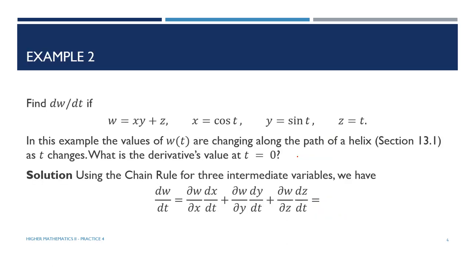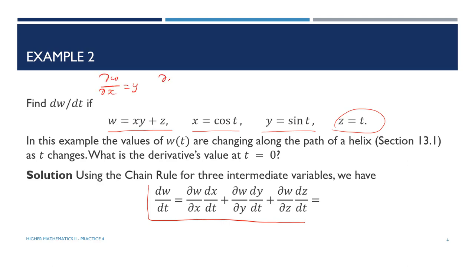Okay, go further. This is the second example. We also saw this example in the lecture part, which is w equals xy plus z, where x equals cosine of t, y equals sine of t, and z equals t. So in order to calculate, we use this chain rule formula. The derivative of w with respect to x gives me y. The derivative of w with respect to y gives me x. The derivative of w with respect to z gives me 1.